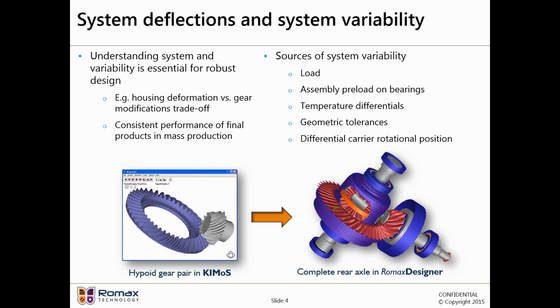In terms of sources of the system variability, of course, the contact patch will move under load, the assembly preload, temperature differentials between the housing and the shafts, geometric tolerances, particularly bearing bore positions, and even the differential carrier rotational position. These can all affect the misalignment of the hypoid gear set and therefore the position of the contact patch.